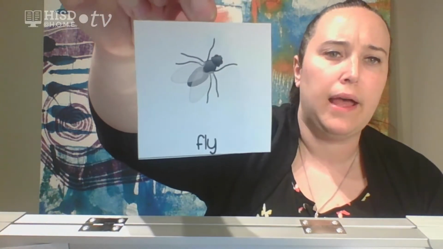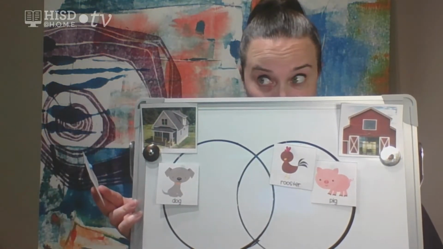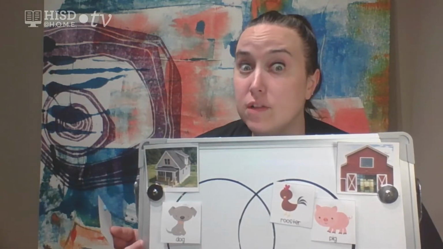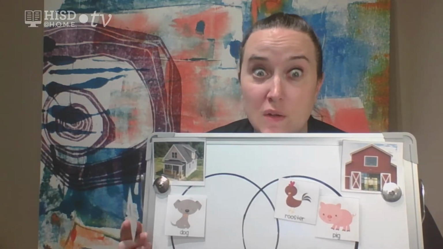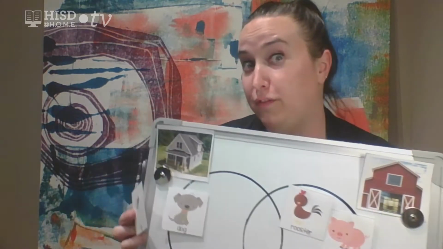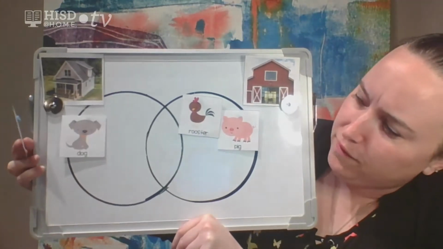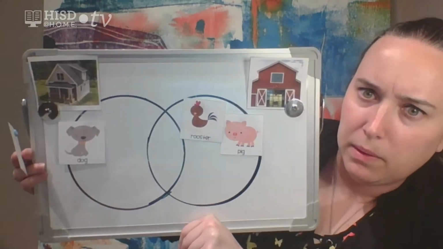Let's try. Ooh, let me see if I can get you on this one. How about a fly? Where would we find the fly at? At the farm or at the house? Did I trick you? Did I get it? Where do you think? It could be at the house or it could be at the farm, right? So where do we put the fly if we could find it in either one? A little bit of both.